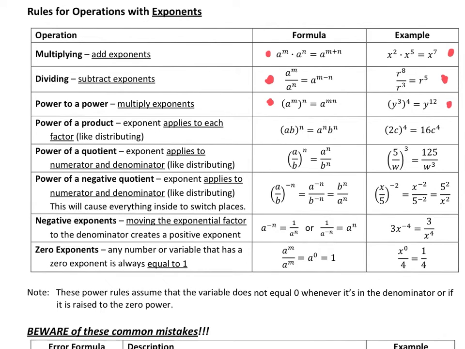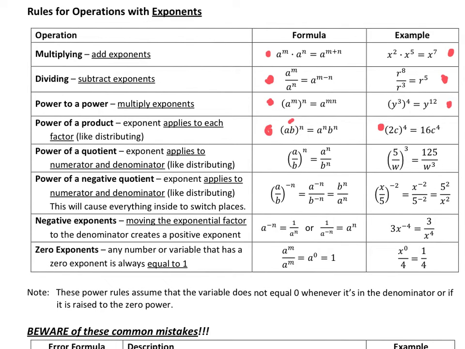Power of a product. Okay, so what you're going to do here is the same thing as the last one, except the only difference is you're going to basically distribute that n to the a and to the b. And so if you see here on the example, 2 to the 4th, not 2 times 4, it's 2 to the 4th, so you get 16. c to the 4th is c to the 4th.